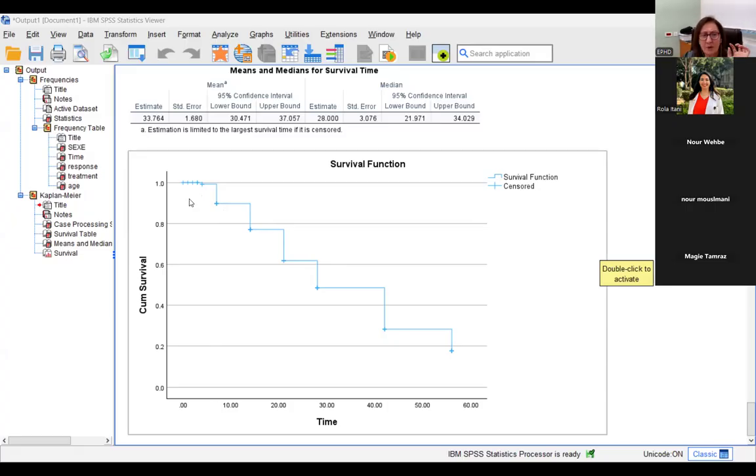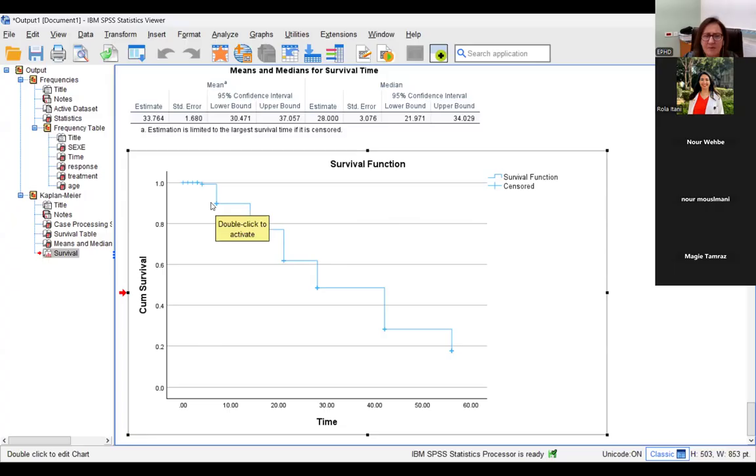Remember, we have 4. Here's the first one at 4, right? Do you remember that we have one event at 4? So here we have a small drop. And then we have another good drop. So these are the censored. And then we have a good drop here, which are the 7, 8 people.